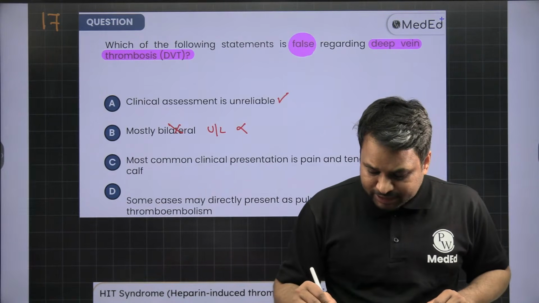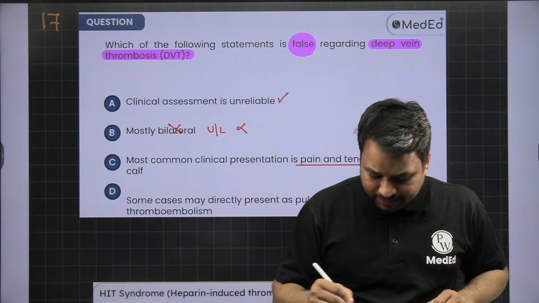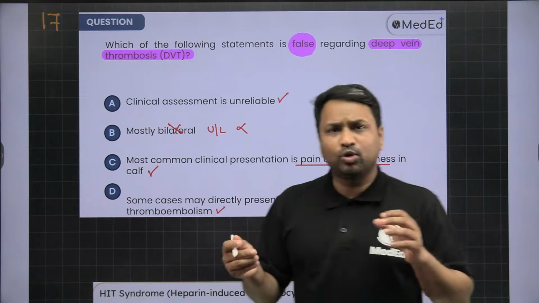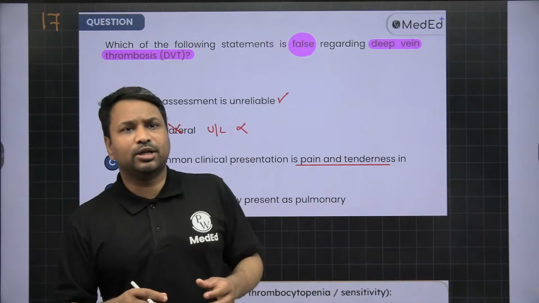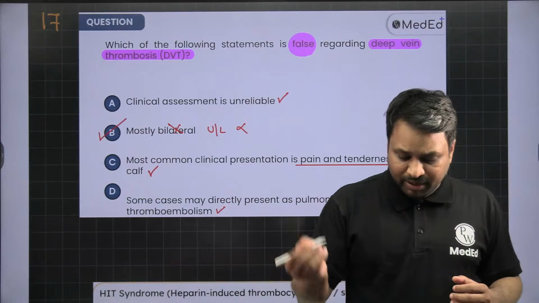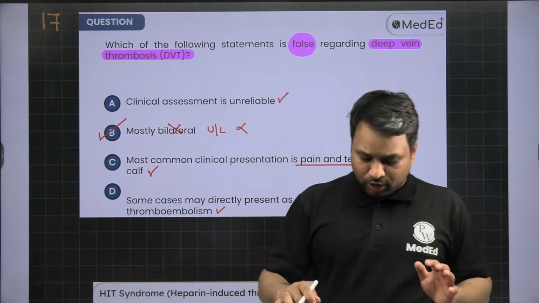Most common clinical presentation is pain and tenderness in the calf. That is absolutely correct. Some cases may present directly. Yeah, the most feared complication of DVT is pulmonary embolism. They can land up directly with pulmonary embolism and present to you. So answer here is going to be B for Bombay. It is usually unilateral, not bilateral.